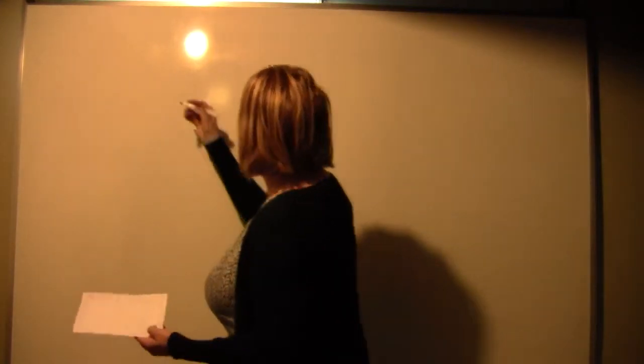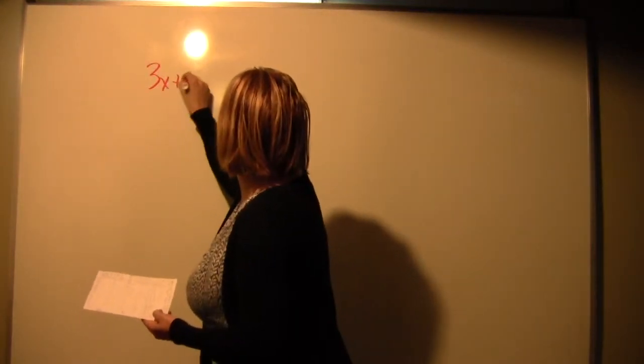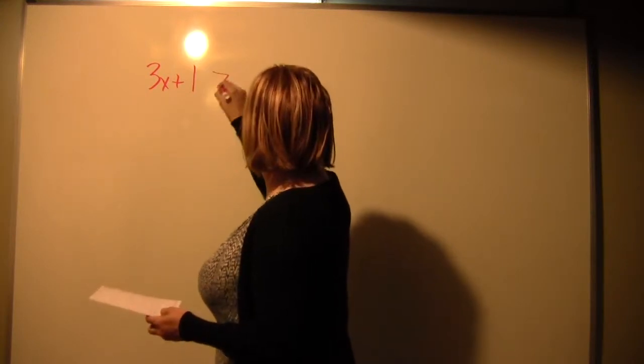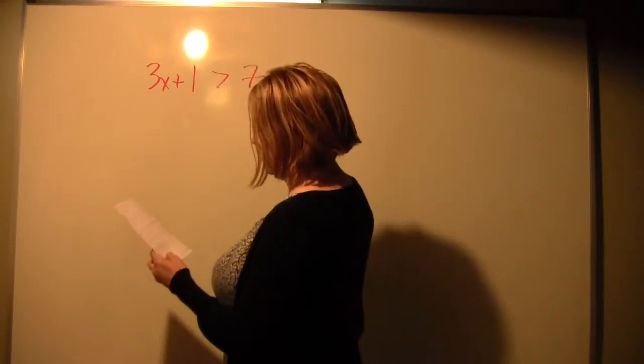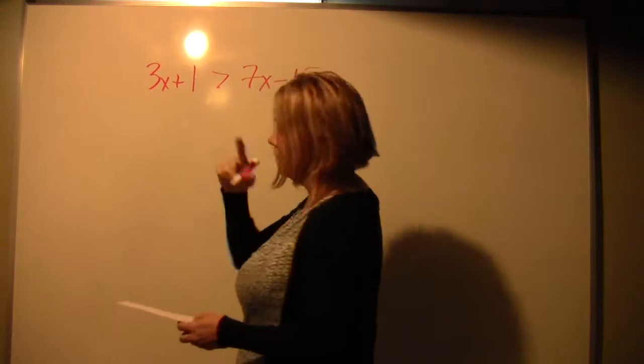Okay, so we're going to solve an inequality, finally. And we're going to show the solution using interval notation, set notation, and a graph. Okay, so it's 3x plus 1 is greater than 7x minus 15.